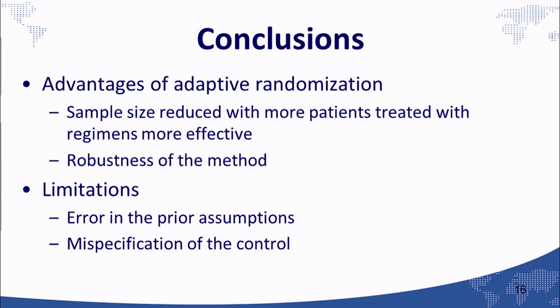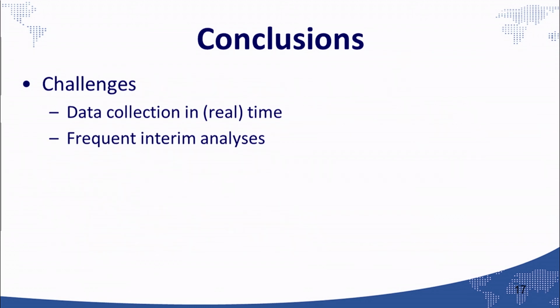So there are quite some advantages of using this adaptive randomization. First, the sample size is reduced, with more patients treated with more effective regimens, and this method is quite robust. But if you make some error in the prior assumption, or if you misspecify the controls, then the gains will be limited. And there are also some challenges, because you will need to collect your data almost in real time and perform frequent interim analyses during the conduct of the trial.